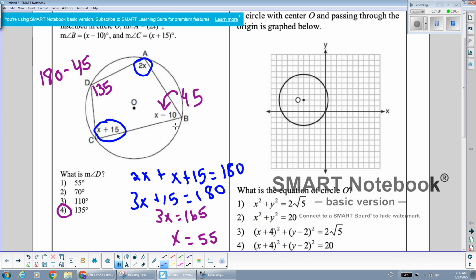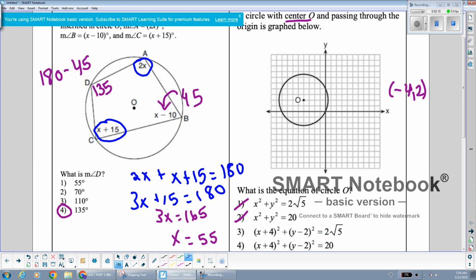For number 2, we need to find the equation of the circle. So I need the center and the radius. The center I can see because it's labeled O, center O. So that's -1, -2, -3, -4, 1, 2. -4, 2 is the center. So that means answer choice 1 and 2 are out because that has a center of 0, 0. Unfortunately, it doesn't help me narrow down between 3 and 4 because 3 and 4 both have the center of -4, 2.